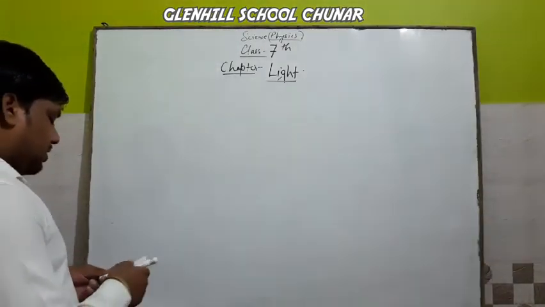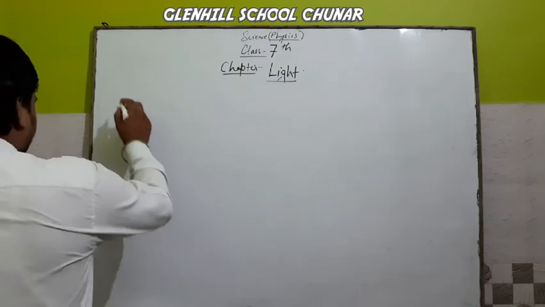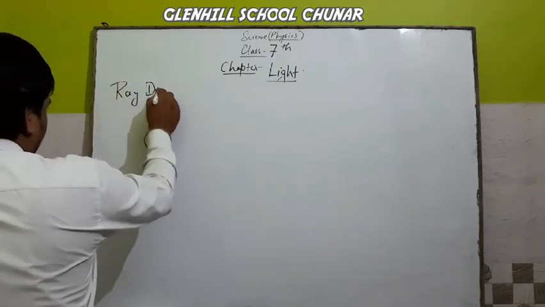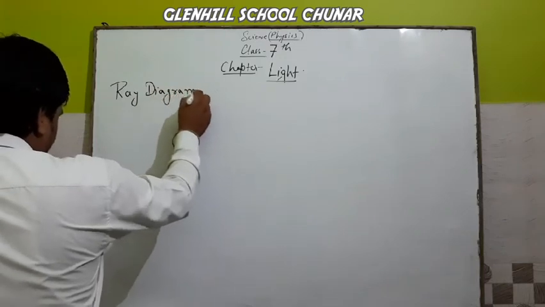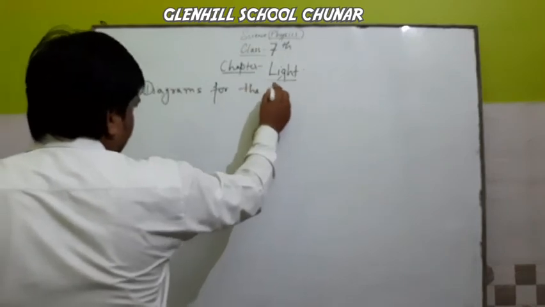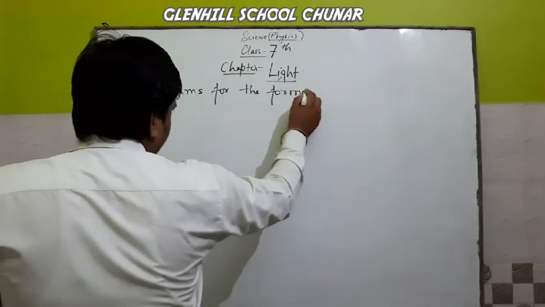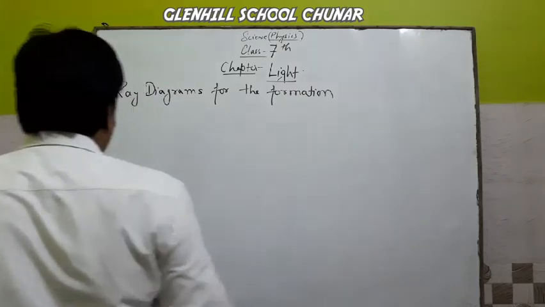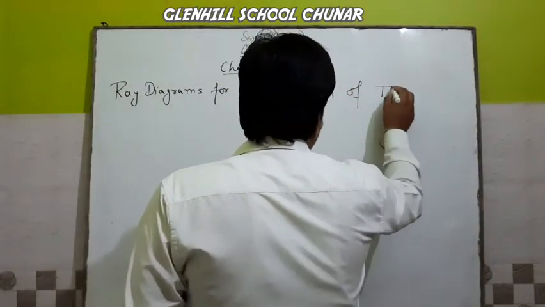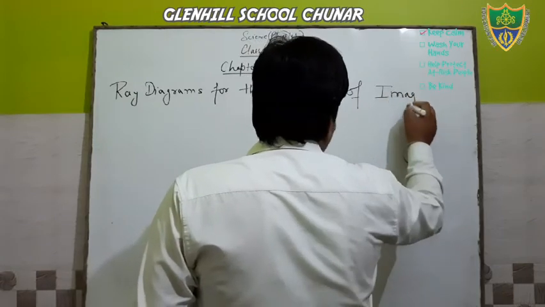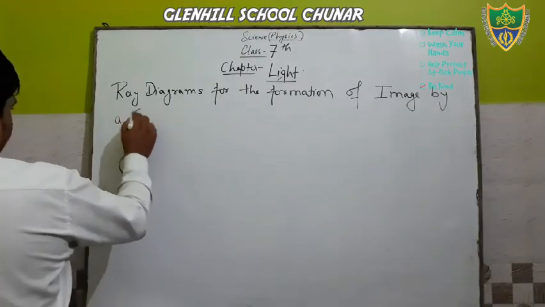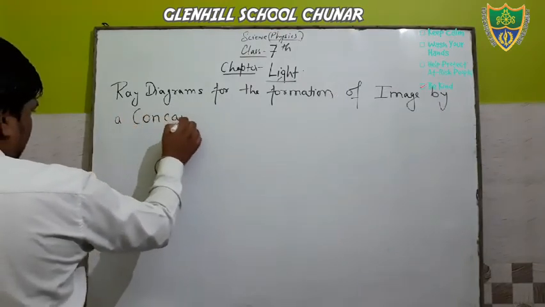So let's see here. First, ray diagrams for the formation of image by a concave mirror.